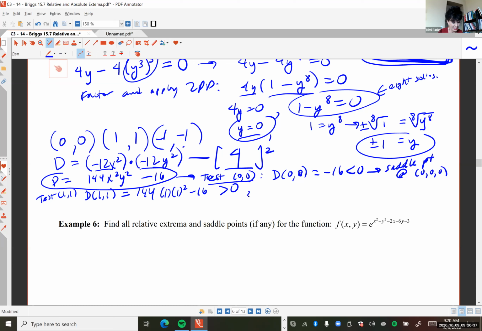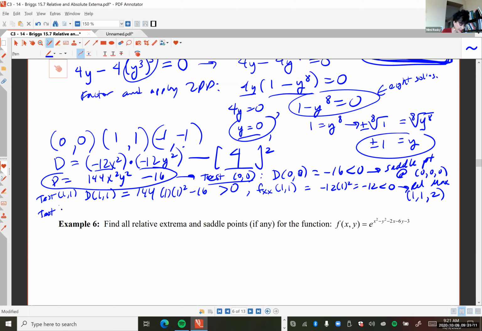Then what? Well, if D is positive, we may have a max or a min. It depends. What's fxx doing? If you evaluate fxx at the point (1, 1), I get a negative number. What happens if D is positive and fxx is negative? A maximum. Relative max. Yeah. And that relative max occurs at the ordered triple (1, 1, 2). So the relative max value has a z coordinate of 2.